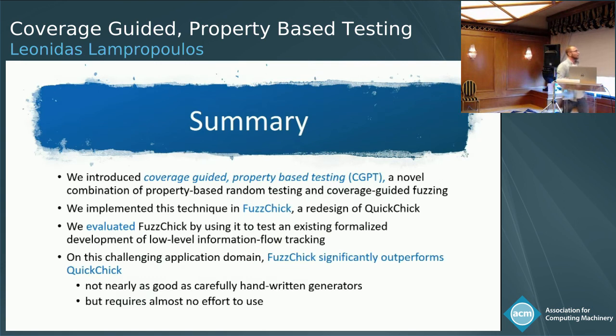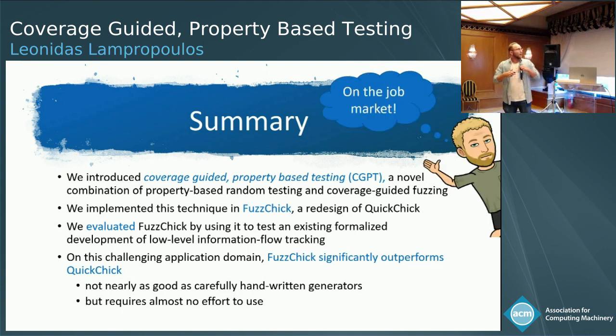So to summarize, I introduced coverage-guided property-based testing and implemented it in FuzzCheck. We evaluated FuzzCheck in a security application and found that while FuzzCheck significantly outperforms QuickCheck and standard property-based testing tools, it still has a long way to go until we reach the performance of handwritten generators. And with a shameless plug that I'm on the job market right now, I'll take your questions. Thank you.